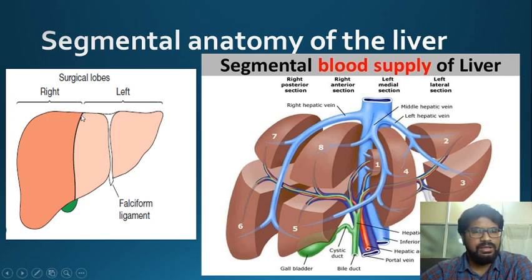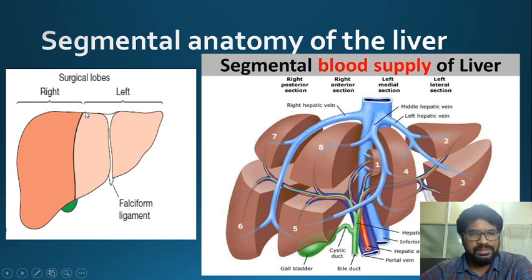See here, these are the surgical lobes or functional lobes. Anatomically this is the right lobe and left lobe, but functionally the left lobe extends up to here. This distinction is made by an imaginary line extending from the IVC here. The IVC extends from here to here.